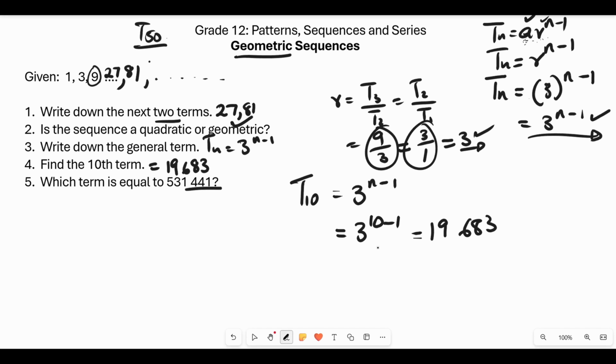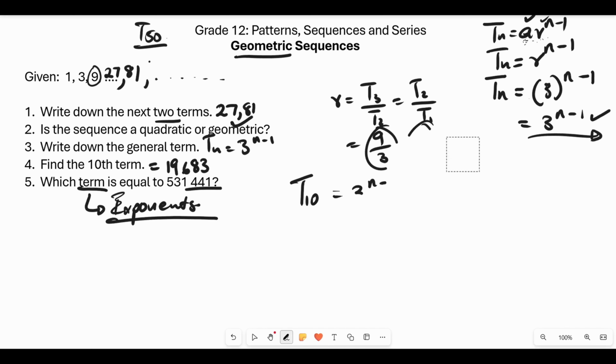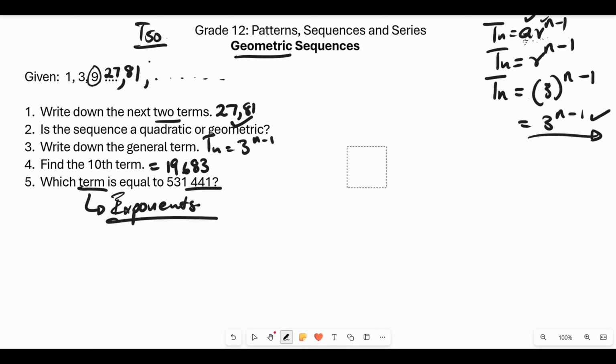Then now they ask you which term is equal to 531,441. So in this particular case, what you must always know is that whenever you're calculating the term, you must know how to use your exponents. Because as you can see, the nth term here is in exponential form. So that's one other thing that you must know: this one grows a bit quicker than the quadratic and the linear because it grows exponentially.